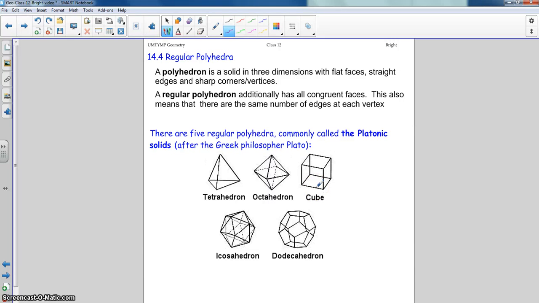Alright, and the last section in Chapter 14 discusses regular polyhedra. So a polyhedron, singular, polyhedra is plural. A polyhedron is a solid in 3 dimensions with all flat faces, straight edges, and sharp corners or vertices. So pretty much everything that we've discussed up to this point, prisms and pyramids, have been polyhedra. Now, in this section, we focus on regular polyhedra.